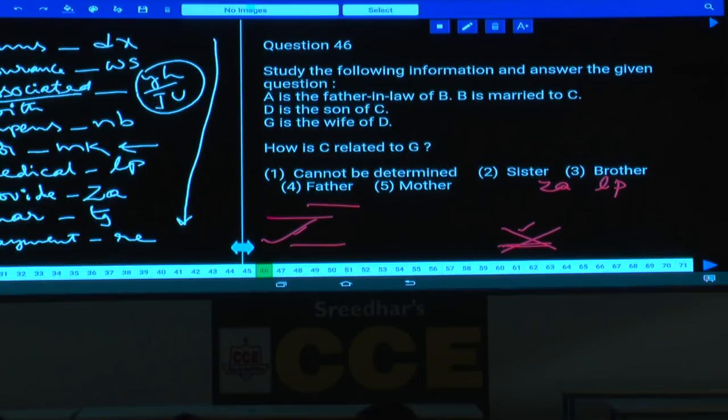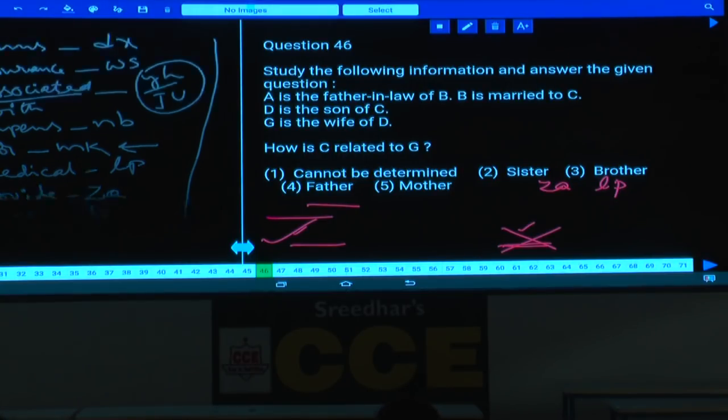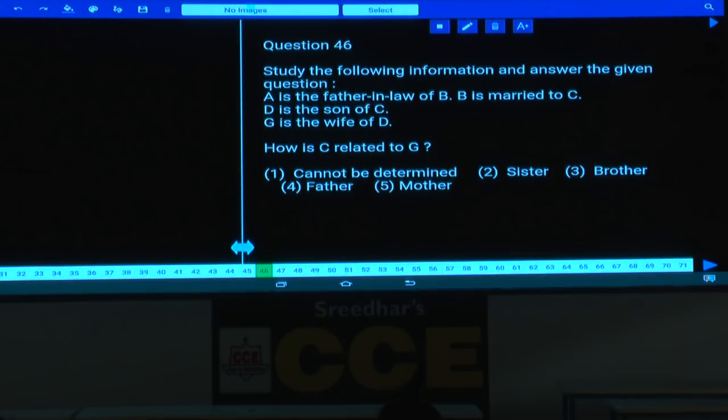46 onwards. Now question number 46 and 47. These two questions are based on a small set on blood relations for 2 marks, 46 and 47. Now 46, A is the father-in-law of B. As A is the father-in-law of B, that means B's spouse's father is A. A is the father-in-law of B can be represented like this.